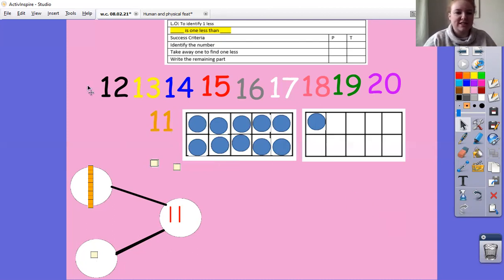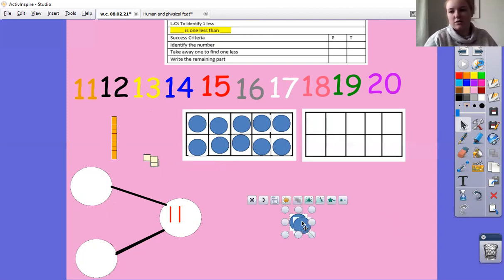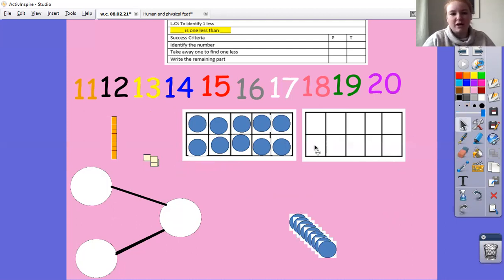Fantastic. Okay, let's have a look at a different number. Okay, let's just rub that out. Brilliant. Okay, I'm going to look at this number now.